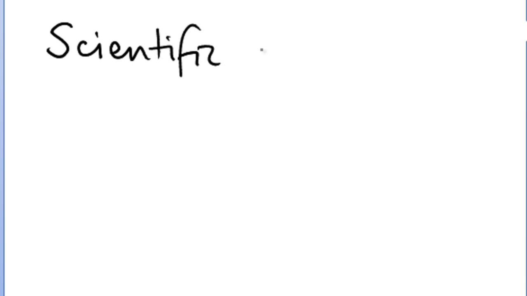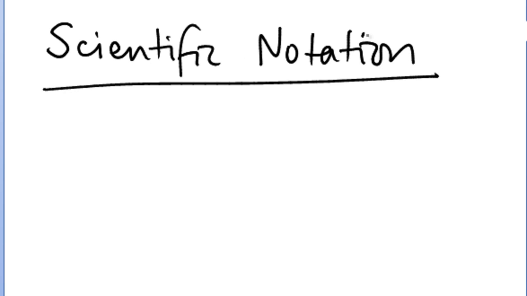This lecture is about scientific notation. So, to start out with, what is scientific notation? Well, scientific notation is just a particular format that we use to write really big or really small numbers. We essentially use what we know about exponents to take numbers that have a lot of zeros in them and rewrite them in a shorter way.